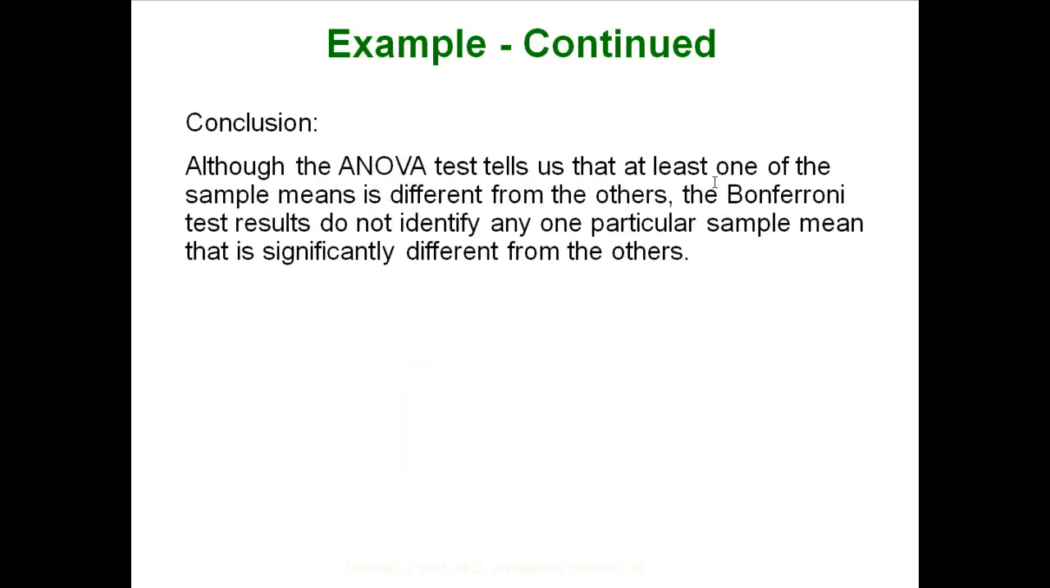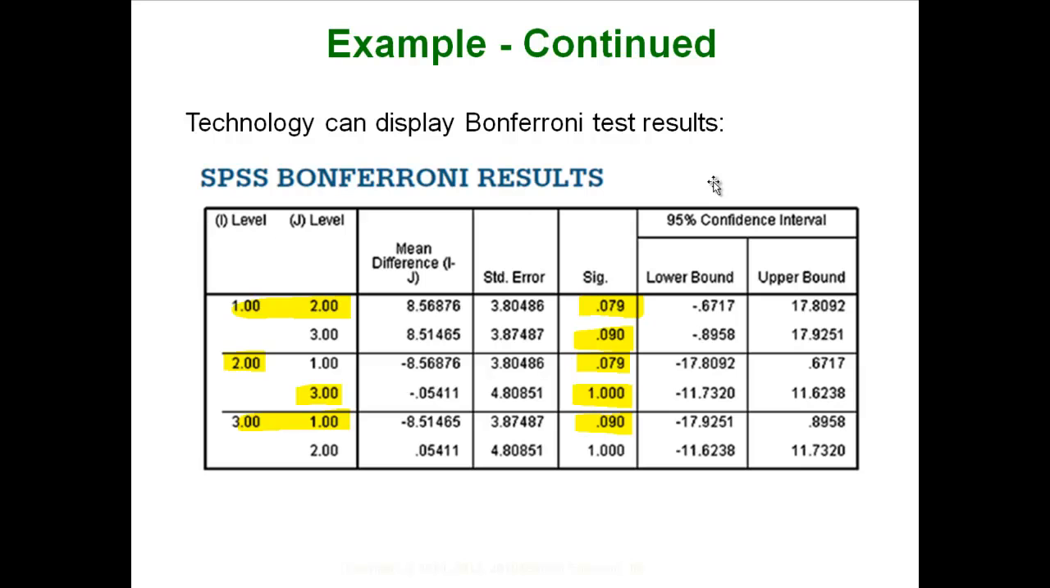And so our conclusion would be, even though the ANOVA test tells us that at least one of the sample means is different from the others, the after test, the Bonferroni or Bonferroni, however you want to pronounce it, is not able to identify any one particular sample mean that's significantly different from the others, at least not at an alpha level of 0.05. 1 versus 2 was very close at 0.08, and 1 versus 3 was a little worse at 0.09, both of which would be significant if we tested at an alpha of 0.1, or 10%, but at 0.05 neither works.